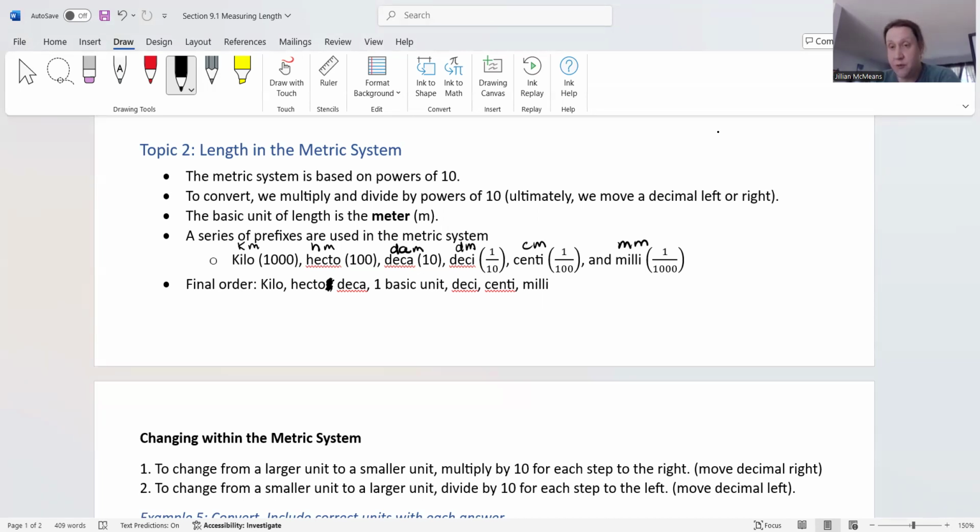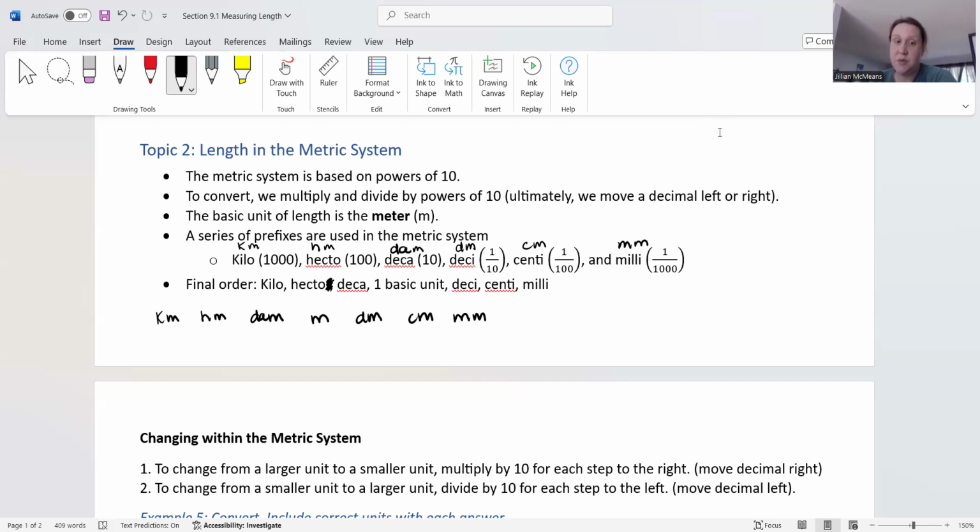Now, the final order for these prefixes: kilo is 1,000, hecto is 100, deca is 10. Then you have a single basic unit, so just one. And then we have deci is 1/10, centi is 100th, and milli is 1,000th. So if we were going to look at the metric system for length in order, we would have a kilometer, a hectometer, a decameter, a single meter, a decimeter, a centimeter, and a millimeter.